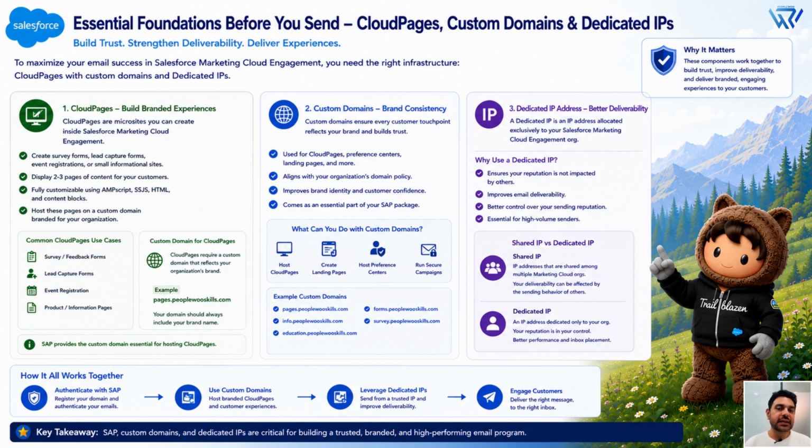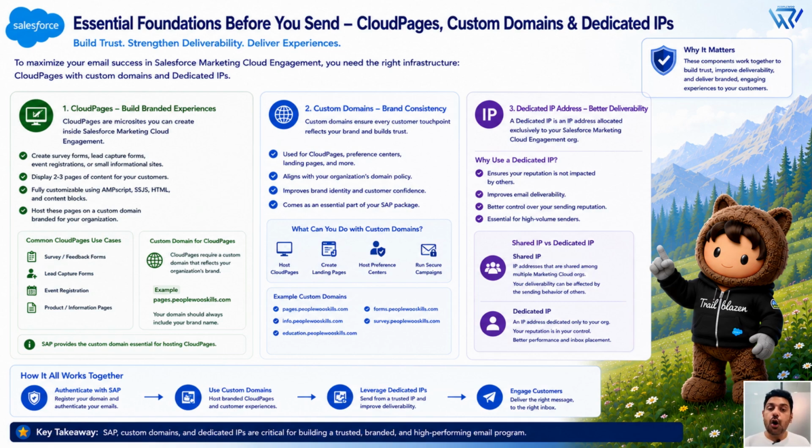Then you have a dedicated IP address. A dedicated IP address is the IP address which is allocated to your Salesforce Marketing Cloud Engagement org. It makes sure that your organization is not on a shared IP. There are 2 kinds of IPs inside a Salesforce Marketing Cloud org, shared IP and dedicated IP. Shared IPs are shared among various Salesforce Marketing Cloud Engagement orgs. Suppose there are 3 different companies sharing a single IP, then it is called a shared IP.